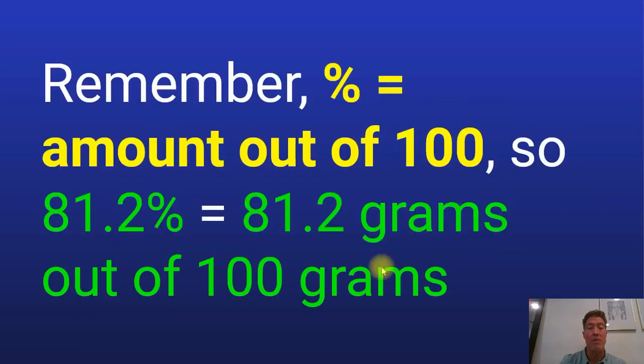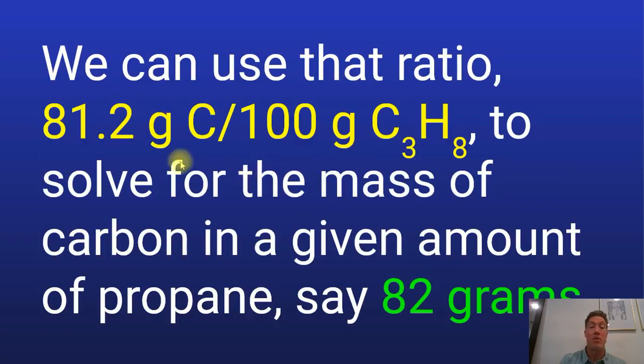It was 81.8% carbon. Now remember, percent means amount out of 100. So 81.8% carbon means if we had 100 grams of something and it was 81.8% carbon, 81.8 grams of that 100 grams would be carbon. So basically, you convert percentage to grams, assuming that you have a 100-gram sample. Right? So that's our ratio: 81.8 grams per 100 grams of propane. And this will give us the mass of carbon in any given amount.